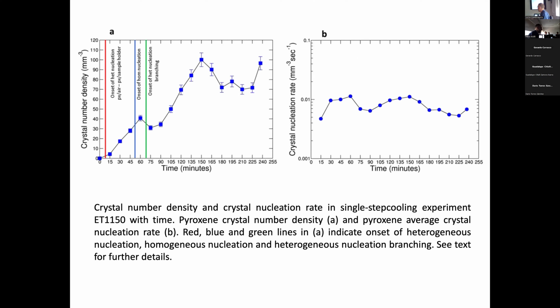Some phases, some crystals can nucleate just at the beginning of the experiments because the energy surface is enough to do so, but it doesn't mean that this will stop the nucleation, that you have just one event. You can have multiple events in time.